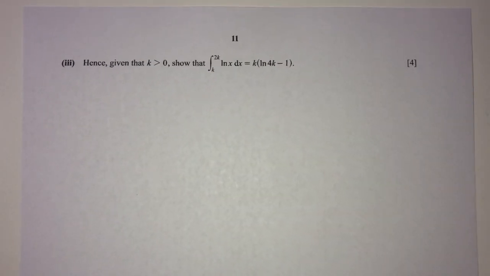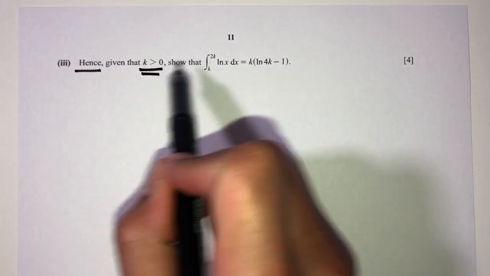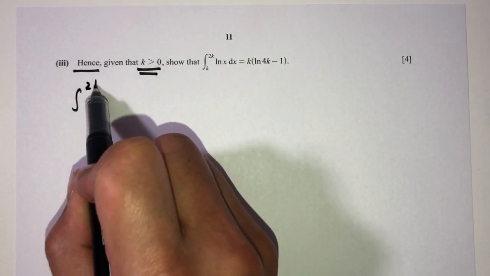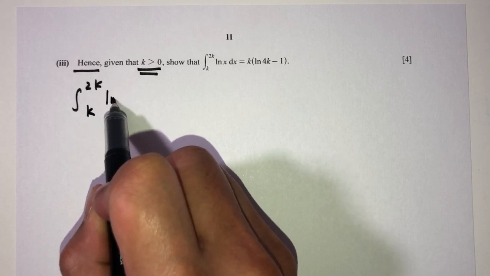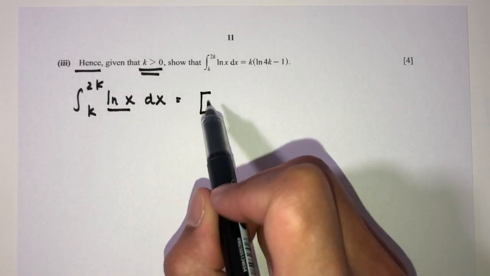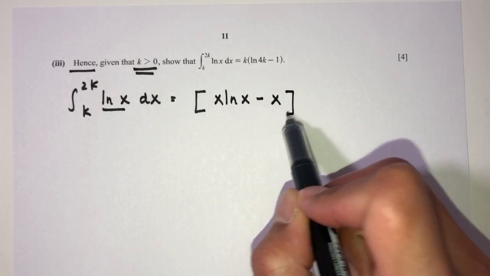Let's move on to part 3. Again, hence. Hence means to use the previous answer to find the other solutions. So k is positive here. We have to find this one: the integration of ln x dx from k to 2k. We know that this is given by x ln x minus x, but now we have limits.